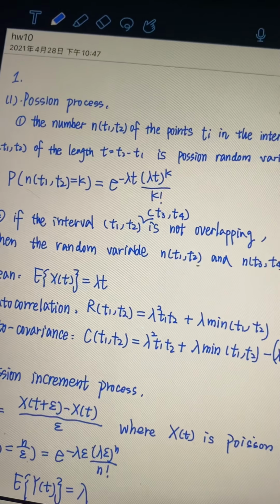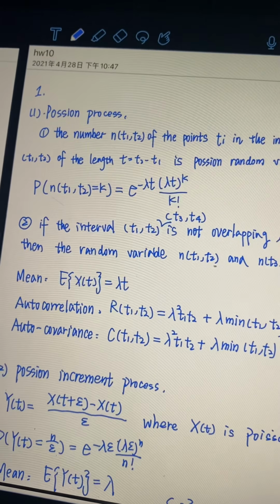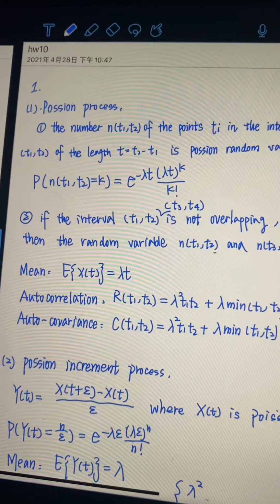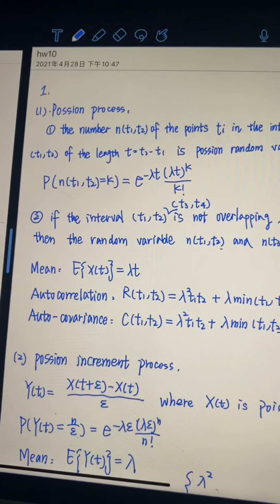Hello everyone, I'm here to introduce how I figured out the first part of homework 10. First, let us see the question itself.